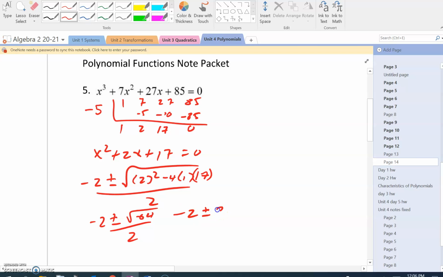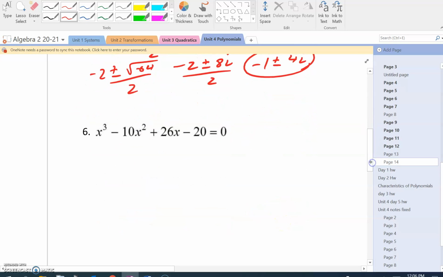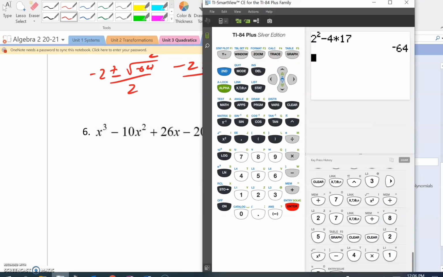-2 plus or minus 8i. The two 2's will cancel, so you get -1 plus or minus 4i. Those are my other two solutions, along with the -5. We are cooking here today. All right, no solution here, so get the old calculator out.